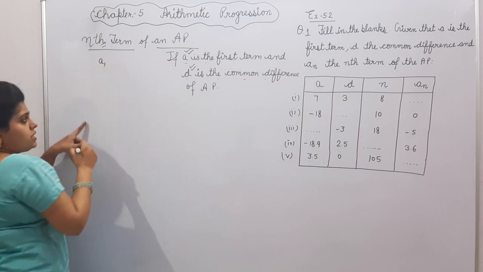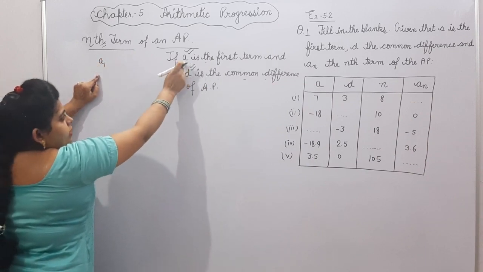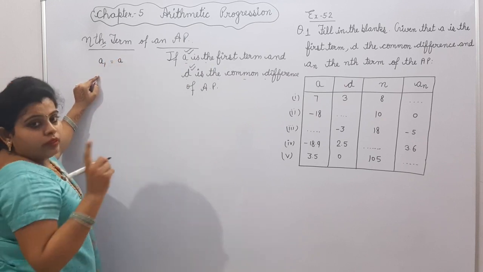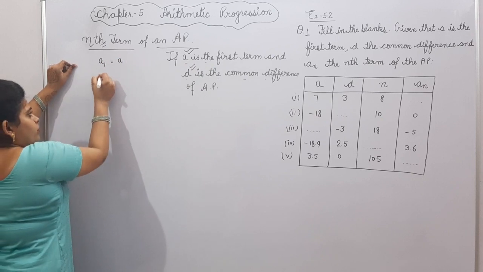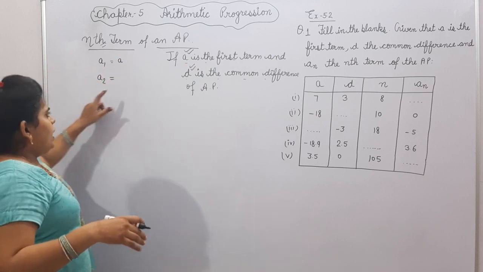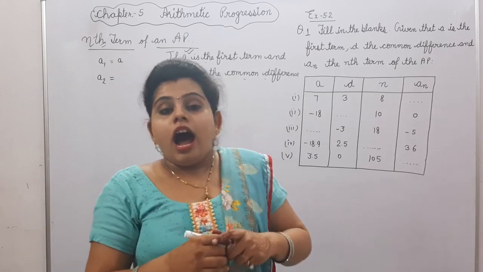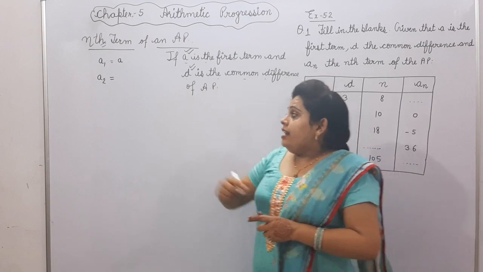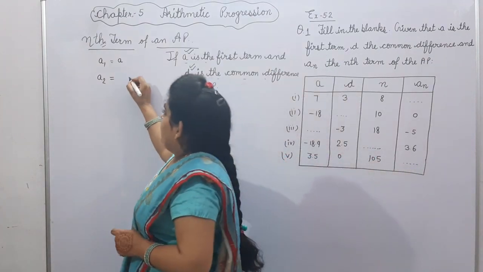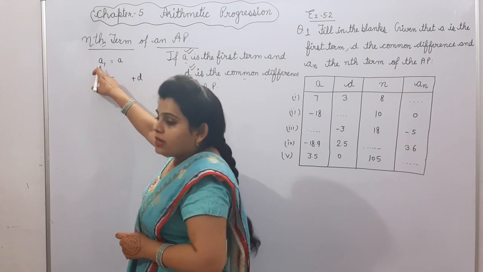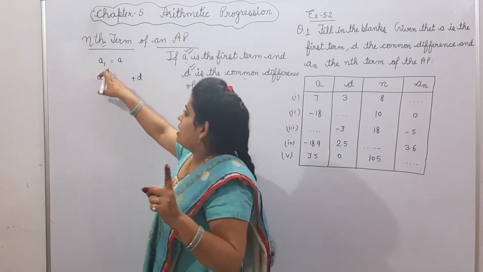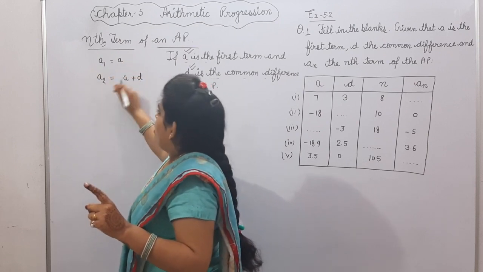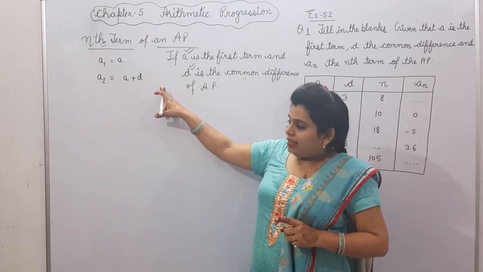We represent the first term by A1, and A is the first term, so A1 will equal A. Now, the second term. We have learnt in the previous exercise how to find the next term if the first term and common difference are given. Then A2 will equal the common difference plus its preceding term. Here the preceding term is A1, and we represent A1 by A. So A2 will equal A plus D.